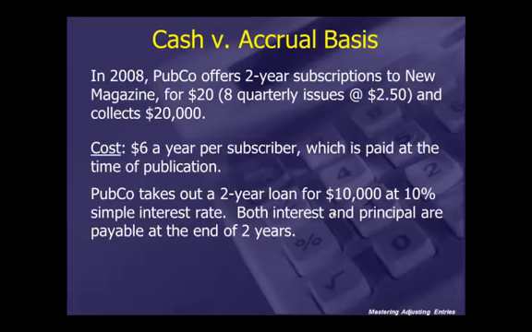Pubco also takes out a 2-year loan for $10,000 at a 10% simple interest rate. Both the interest and the principal are payable at the end of 2 years. The principal is the amount of money that's being borrowed. The interest is the cost of borrowing the money, and interest is figured simply in this way: I equals PRT. Interest equals principal times rate times time. The principal is 10,000. The rate is 10%. The time, 2 years. So when you take 10,000 times 10% times 2 years, well, 10,000 times 10% is $1,000. Times 2 is $2,000 interest for the 2 years.